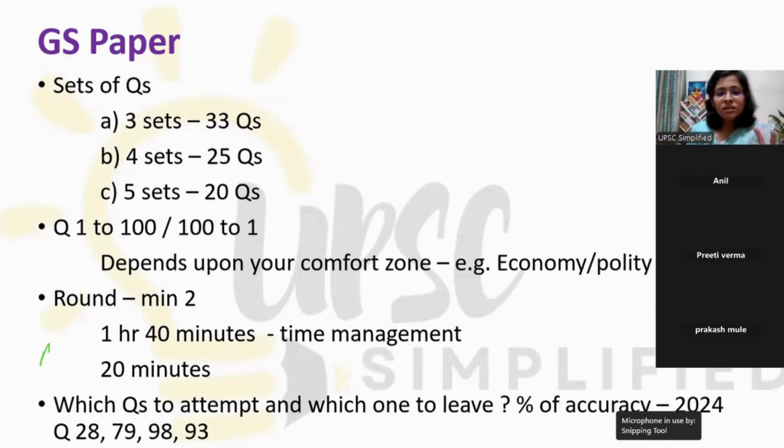Again, these experiments are not to be done in the actual exam. You have to do all these experiments in your mock, so that you will understand which pattern you are comfortable with. Either you are comfortable with 1 to 100, or 100 to 1, or 51 to 100, then 50 to 1. All these things you have to try, and all these trials you have to do here in mock tests, and then you will figure out which pattern you are comfortable with.